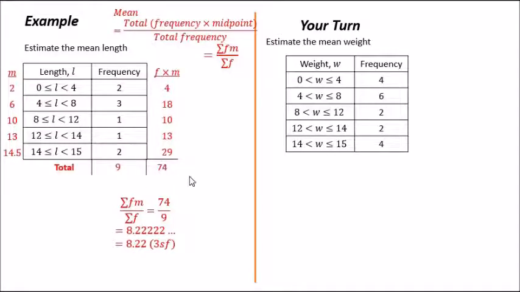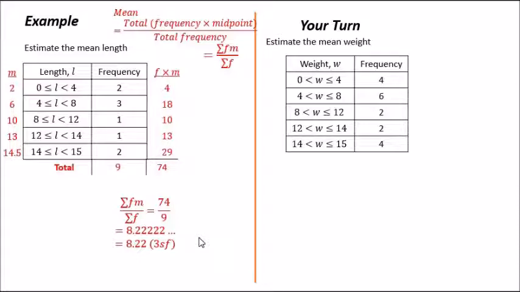And we know from finding means that we have to find the total of the data and divide by how many points of data there are, or in other words, the sum of the frequencies. So if we do our 74 divided by our 9, that is the sum of our frequency times our midpoint divided by the sum of our frequency. Noting the notation here, this symbol means sum of. F is frequency, M is midpoint. So the sum of the frequency times the midpoint divided by the sum of the frequency. So 74 divided by 9, which gives us 8.22 to 3 significant figures.